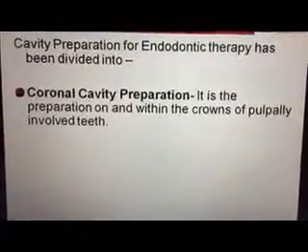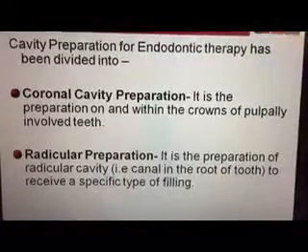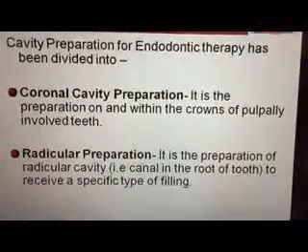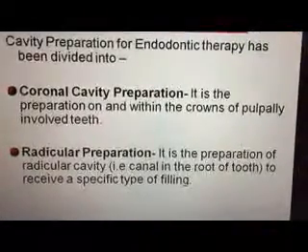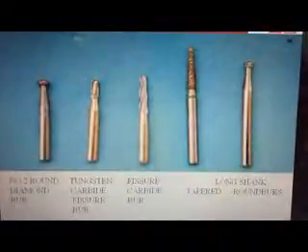The cavity preparation is broadly categorized into coronal cavity preparation, which involves the crown preparation, and radicular preparation, in which the root canals of the teeth are prepared to receive a specific type of filling like gutta-percha.